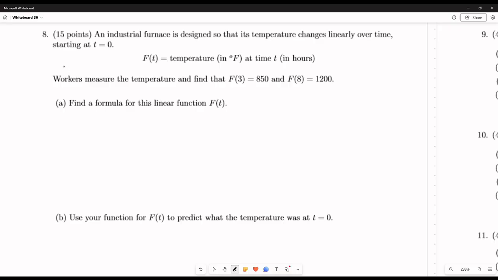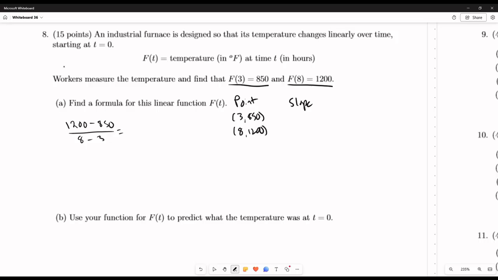Whenever we're trying to find a formula, what we want is a point and a slope. They gave us 2 points, but they didn't give us a slope. The good news is, if you know 2 points, well, what are those 2 points? We have the point (3, 850), corresponding to that input and output, and also the point (8, 1200). We can use these to get a slope by using the slope formula, which is just like the average rate of change formula. So I'll do y2 minus y1 over x2 minus x1.